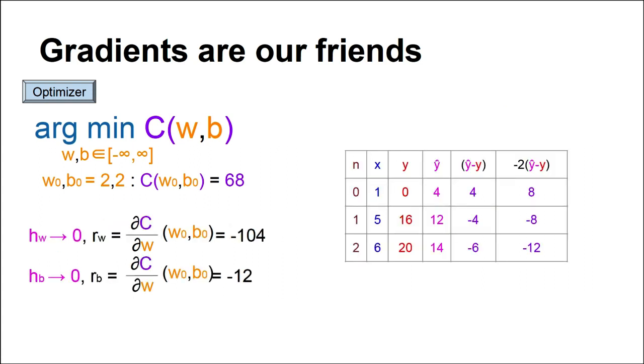So for instance, in this case, for this position here, I know that if I take an infinitely small step towards h of w, I will reduce the cost by minus 104 for each step, and if I increase b, I will reduce it by minus 12. And suppose that these numbers are actually positive. That means that instead of increasing it, I just need to reduce it.